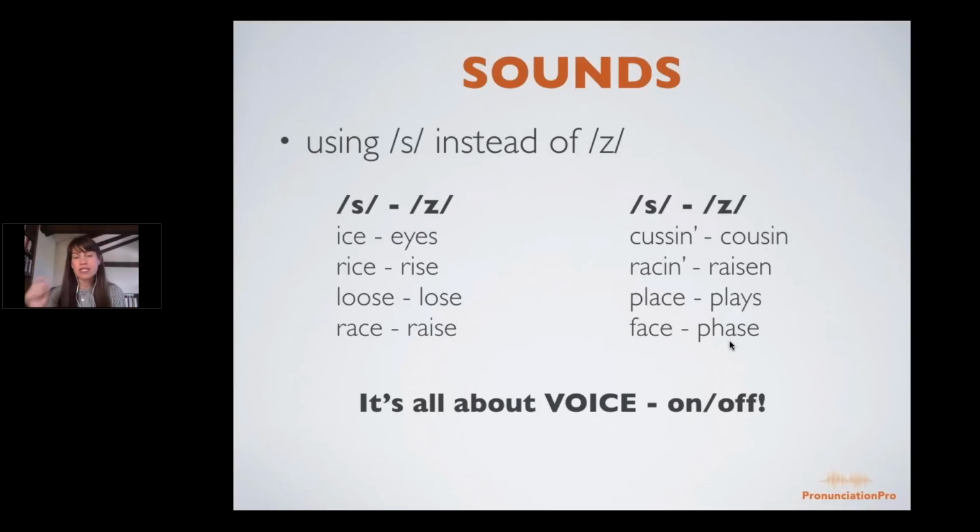So in the bonus lessons in the S and Z, I do have 3 pages of common words spelled with S that should be Z pronunciation. So that is available to all of our students. So go through and just practice getting that voice on and getting that Z in there, okay?